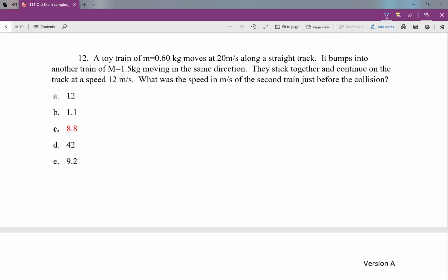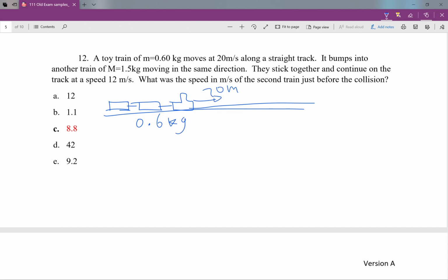Now for this question, question 12: a toy train of mass 0.6 kilograms moves at 20 meters per second along a straight track. So we have a little train, and the mass of the train is 0.6 kilograms, and it moves at 20 meters per second.